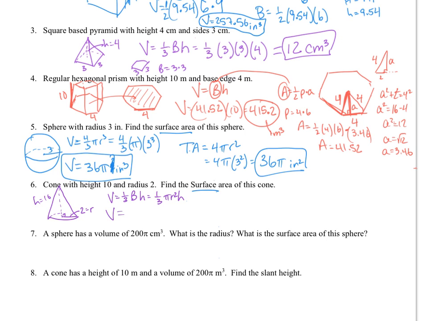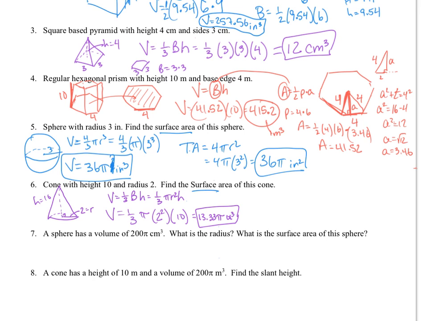It's pi r squared because it's a circular base. So the volume ends up being 1/3 times pi times the radius, which is 2, squared, times the height, which is 10. Working all this out, 2 squared is 4 times 10 is 40. Divide that by 3, and you end up with 13.33 pi. Or you could have said 40 over 3. I didn't indicate units, so we're going to say units cubed.